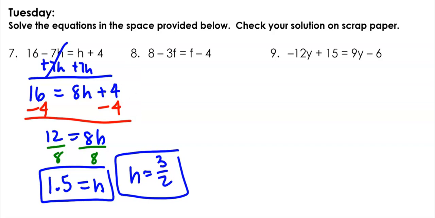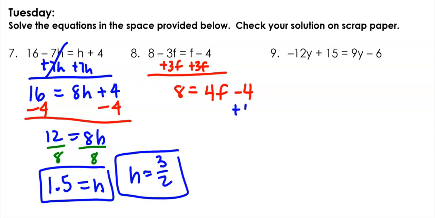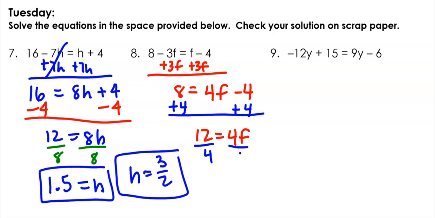Moving on to question number 8 now. I'm going to do the same thing. I'm going to leave my f positive. So I'm going to add 3f to both sides. And that gives me a letter on the left, but I don't mind. I'm going to add 4 to both sides, giving me 12 is equal to 4f. And divide both sides by 4 and get f is equal to 3.